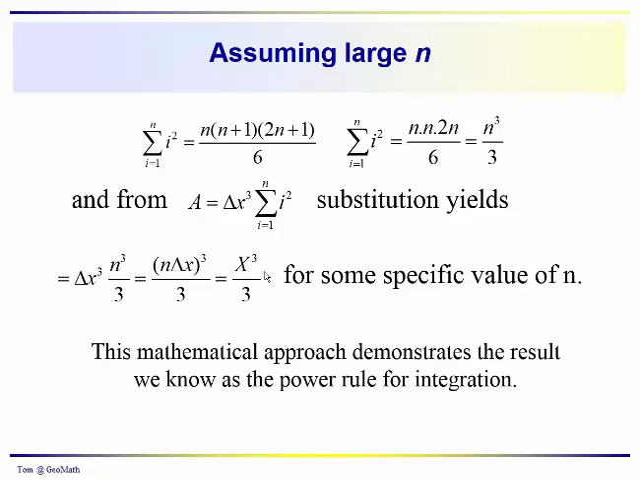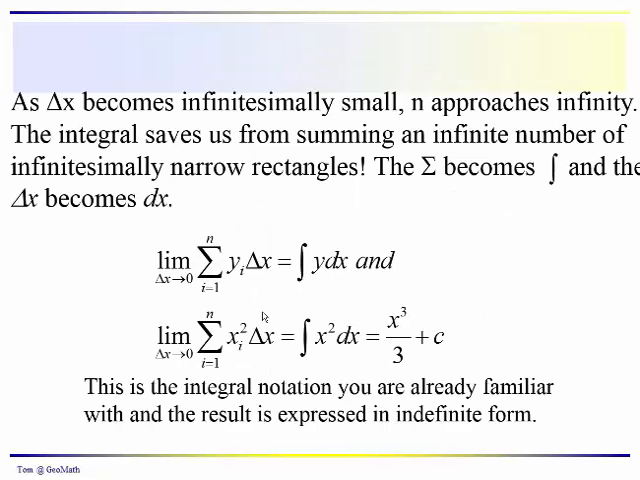Now, does that start to look familiar? Well, it does. We were integrating x squared, and remember, what we have to do is find something which, when differentiated, will give us x squared. So the delta x becomes infinitesimally small and n approaches infinity. The process of integration really saves us an infinite amount of work. We'd have to sum an infinite number of infinitesimally small, narrow rectangles. And we've already noted that this capital sigma becomes the integral sign, and the delta x, as usual with differential calculus, becomes dx.